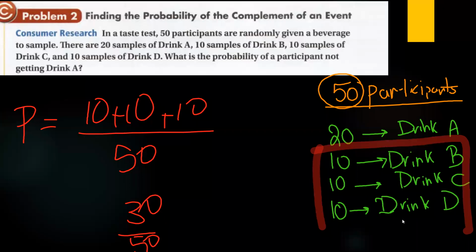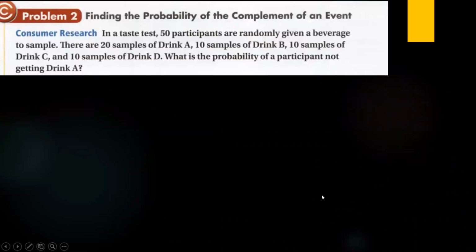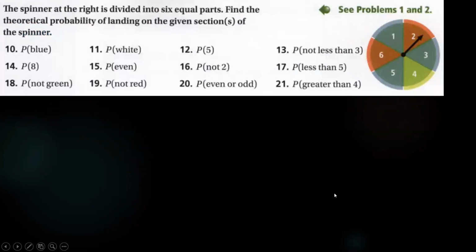Now let's go to solve this problem here. This is from number 10 to number 21 in your book, page 773. Now, numbers 1, 3, and 5 are blue, 6 and 2 are red, and number 4 is green. The spinner at the right is divided into 6 equal parts. Find the theoretical probability of landing on the given sections of the spinner.